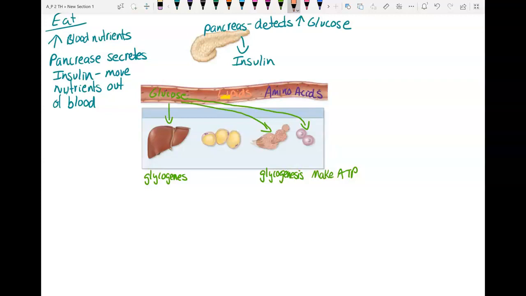Then with the lipids, extra lipids are stored in your adipose. So here's adipose tissue. You're going to do lipogenesis to store the extra lipids. Amino acids, remember, are not stored. They are built into proteins. So the amino acids are going to go into all cells and into muscles especially. And you're going to do protein anabolism, so that the amino acids are built into proteins of your body.